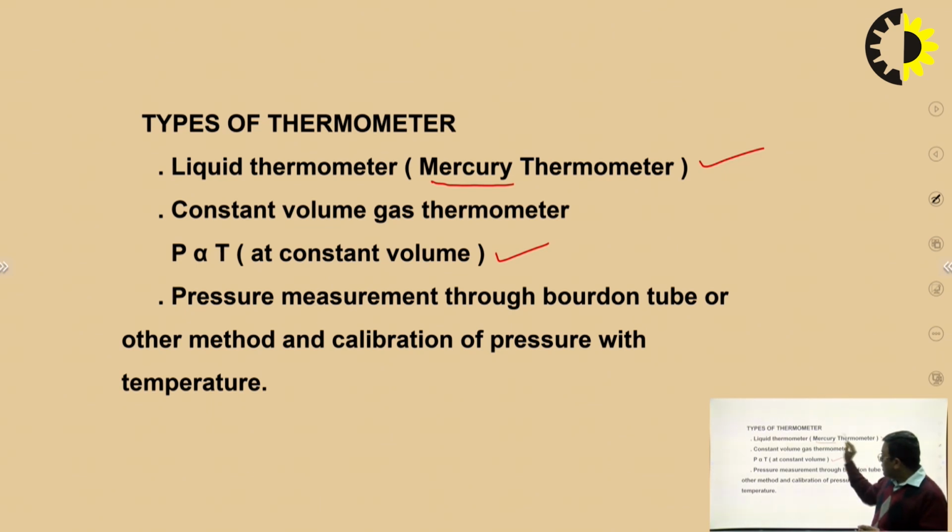Another way of measuring temperature is pressure measurement. For pressure measurement, we have transducers like the Bourdon tube.